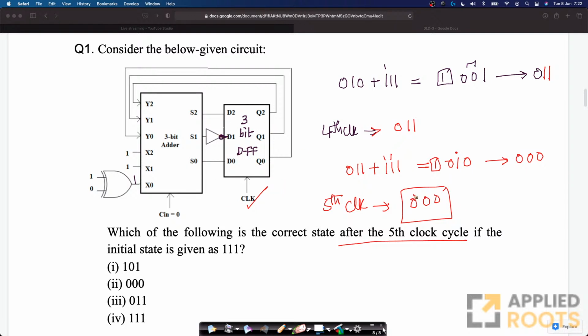Is this clear, folks? Any questions? Yeah, I corrected this. Thank you. Yeah, I made that silly mistake. Thank you for that. So the answer is 0, 0, 0, which is option 2, right?